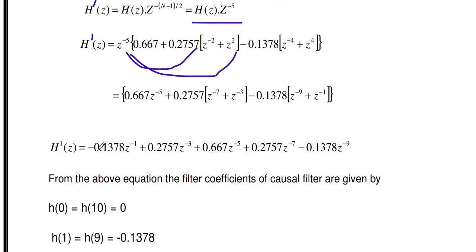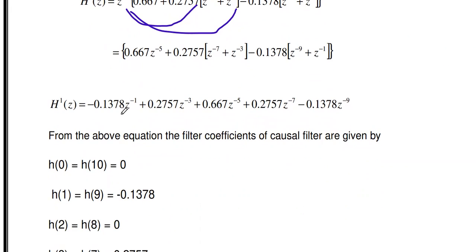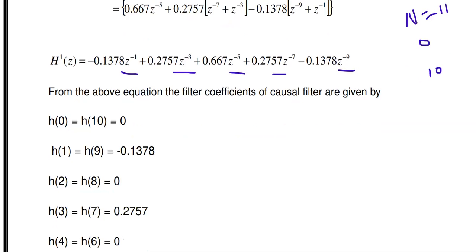Then in ascending order, you just write: minus 0.1378 z power minus 1, then minus 2, minus 3, minus 4, etc. In this, the z power minus 1, 3, 5, 7, 9 terms are available. So what about the remaining coefficients? All the remaining coefficients are 0. So if capital N equals 11, the small n goes from 0 to 10. So the filter coefficients are: h of 0, is any constant term there in this transfer function? No, so it is 0. Similarly, h of 10 is also 0.